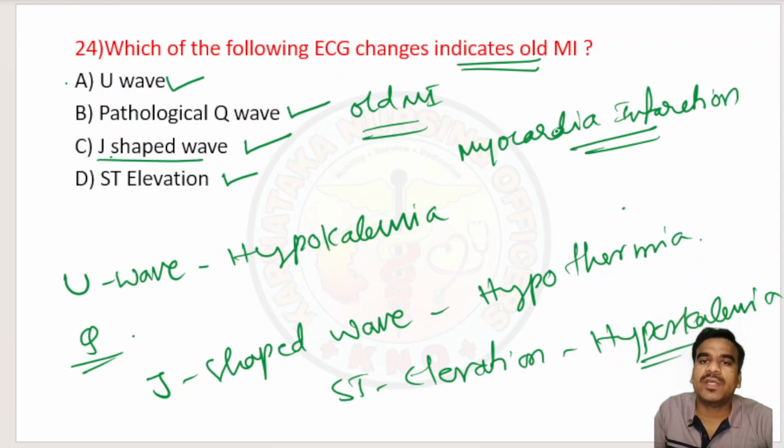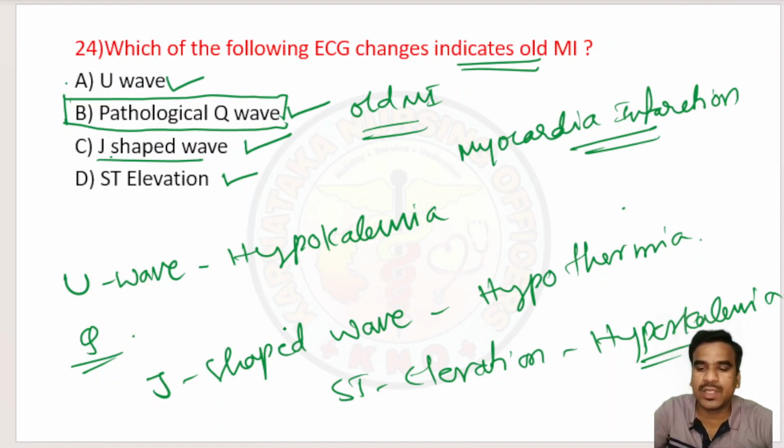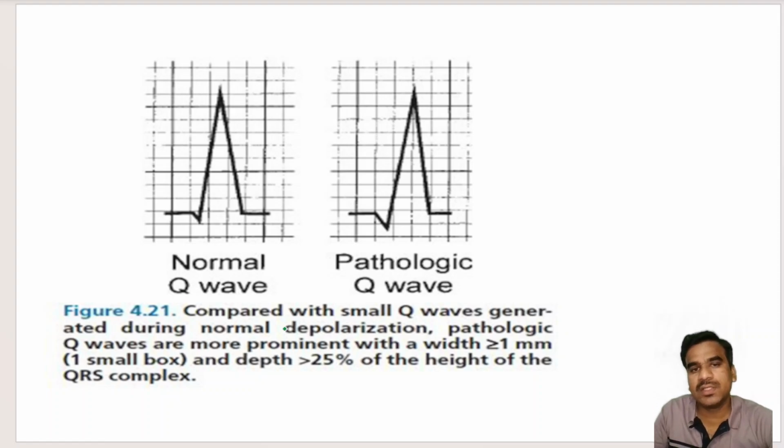So the pathological Q wave is present in the old MI. If you are taking an ECG and you find a pathological Q wave, it indicates old MI. I will show you the old MI pathological Q wave. This is the normal Q wave; you can see the P, and after that this is the Q. There is no deep curve here, but here we can see a deep curve. That deep curve indicates the pathological Q wave.